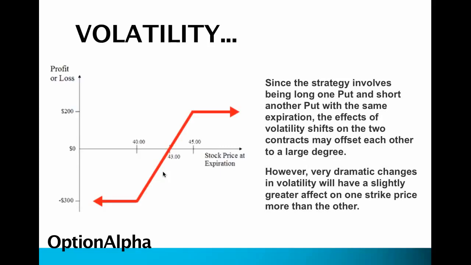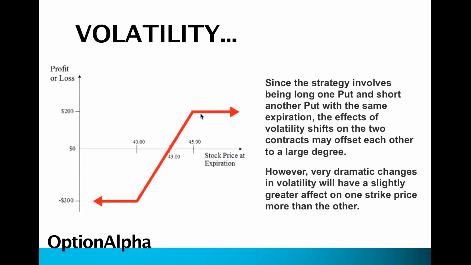When we talk about volatility, the effect on this particular strategy is going to be fairly low. Since the strategy involves being long one put and short one put of the same expiration period, the effects of volatility are going to really offset each other to a large degree.